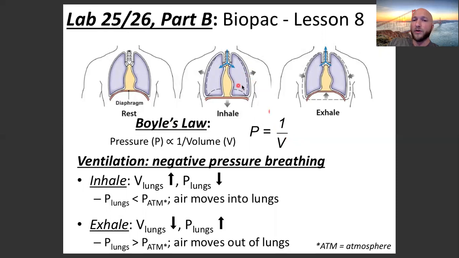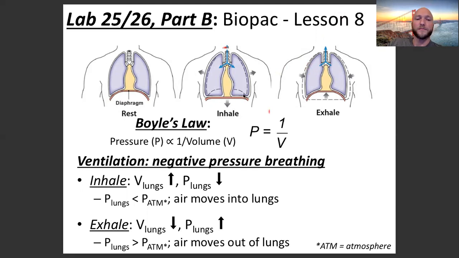When we have low pressure in our lungs, air is going to flow in. When we have high pressure in our lungs, air is going to flow out. It's all about pressure differences. If the pressure is lower in our lungs than in the atmosphere, air is going to flow towards low pressure. If pressure is higher in our lungs than in the atmosphere, air is going to flow towards low pressure and out of our lungs.